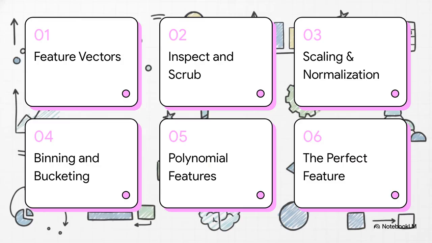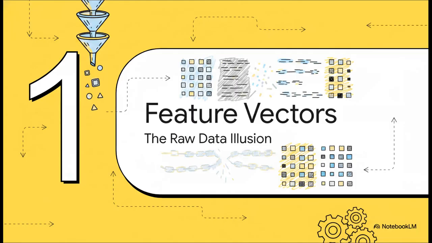Here's our roadmap for today's data lifecycle journey. 1. The feature vector reality. 2. Inspect and scrub. 3. Scaling and normalization. 4. Binning and bucketing. 5. Synthetic polynomial features. And 6. The perfect feature. All right, let's jump right into Section 1, the feature vector reality, shattering the raw data illusion.